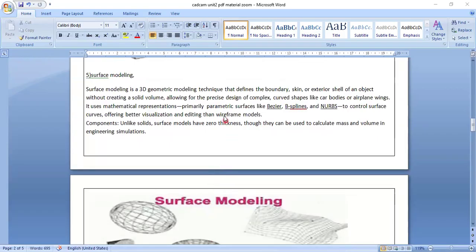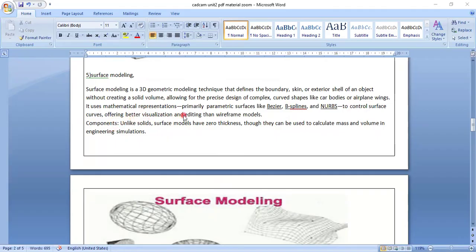Surface modeling is a 3D modeling technique that defines the boundaries, skins, or exterior shells of an object without creating a solid volume. Your concentration is only on the exterior part of the object, not the internal part. So we are not bothered about a solid model inside. That will come next. It allows precise design of complex curved shapes like car bodies and aeroplane wings. Inside everything is hollow. You are only bothered about designing the outside structure. Once it is modeled and final, you go for the next process.